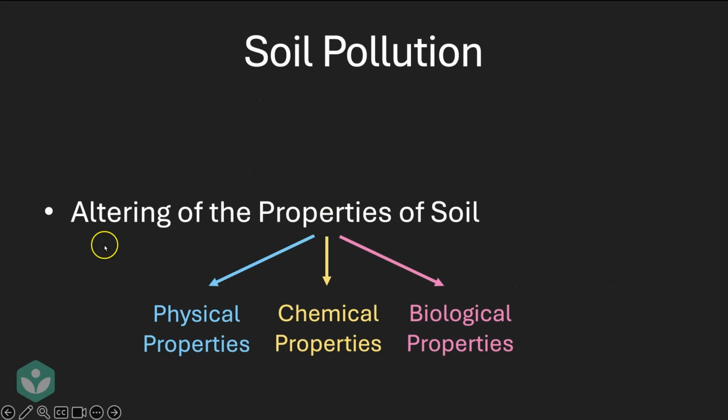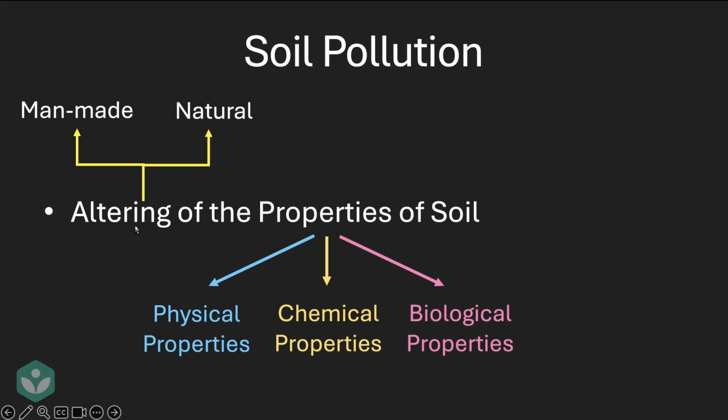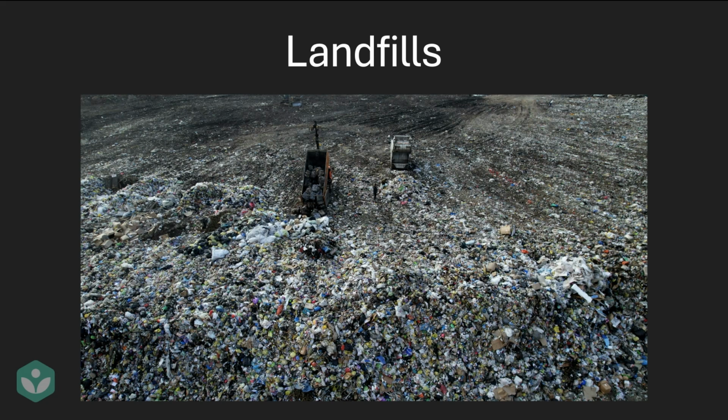There you go. Altering of the properties of soil can happen due to two reasons. It could be man-made, but it could also be natural. Say a flood or a cyclone affects the soil. That would be a natural cause of soil pollution, right? And we do know that humans make a mess and cause physical, chemical, biological changes, which does cause soil pollution as well. Now, let's go to one of the largest causes of soil pollution, and that is landfills.